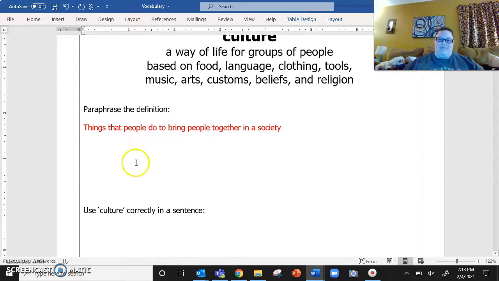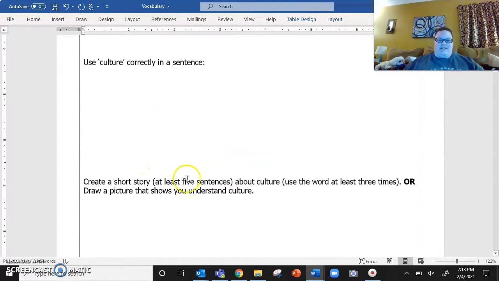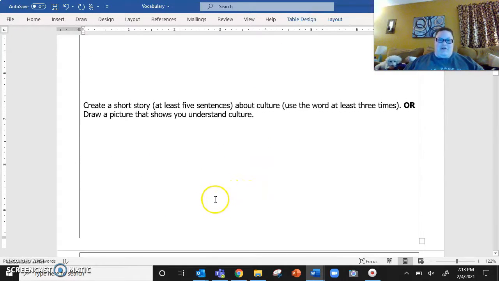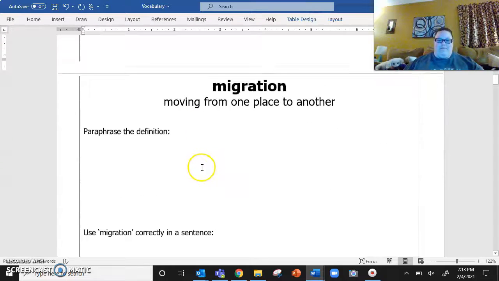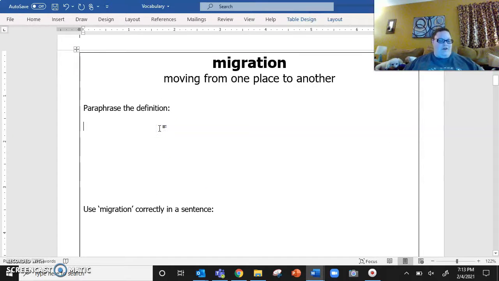Awesome. Again, use culture correctly in a sentence, in a story or picture. Pause the video if you need more time. Next word, migration. Migration. Moving from one place to another.